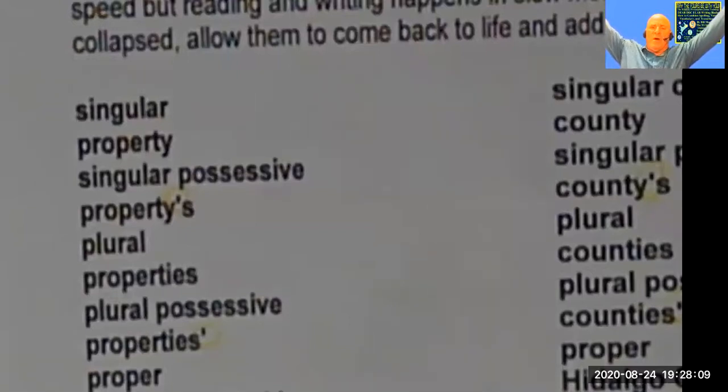And when I say drop the Y, I want you all to collapse in slow motion to your chairs at your homes or at your kitchen table or wherever you're watching from. Ready? Drop the Y. And then we come back to life and add I, E, S, properties.